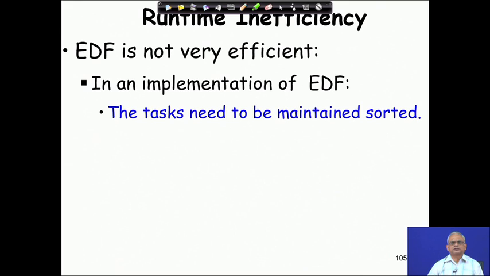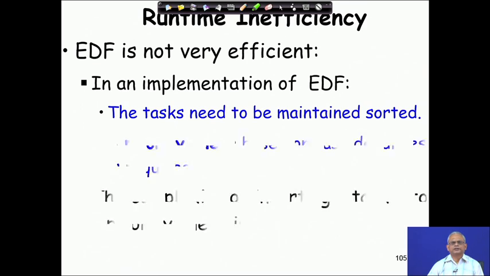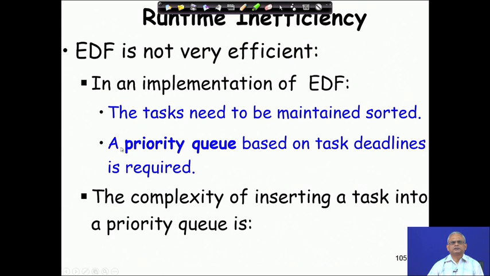Runtime inefficiency: I said that the scheduler each time needs to look at the jobs waiting to be executed. A simple implementation may be a queue, and then it computes the deadline for each task, how much time is remaining. One implementation may be based on a priority queue. We will see the implementation based on a priority queue, but in this case also we will see that it is not really very efficient.